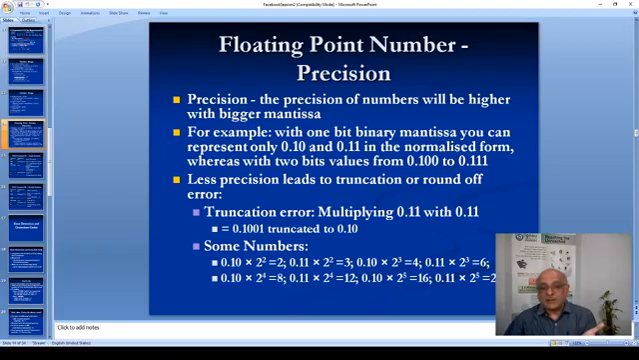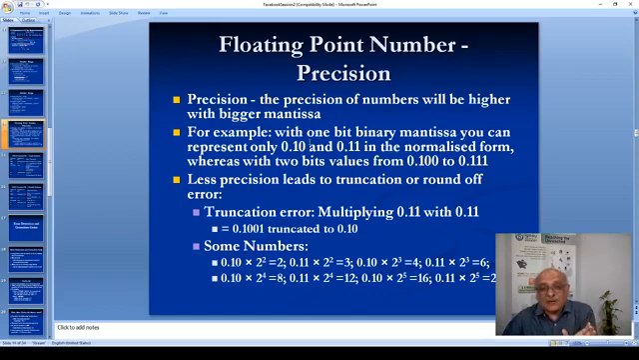Moving further, 2 to the power 4. So 1, 2, 3 and 4. This is 8, right? Then 2 to the power 4, 1, 2, 3, 4. This is 12. So between 8 and 12, I cannot represent precisely 9, 10, 11 with this particular representation. Likewise, it will go on further and further, right? So this is the whole issue.